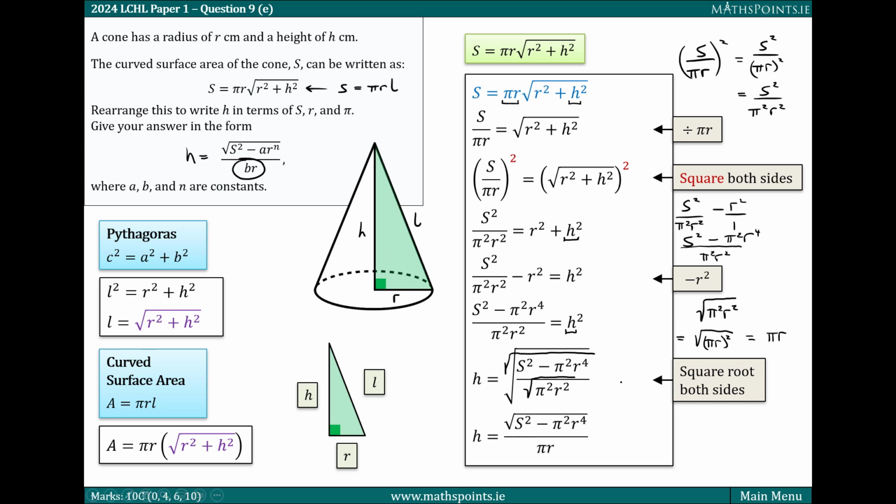So what we have is that h is equal to the root of s squared minus pi squared r to the power 4 all over pi r. And that's in the format that we're looking for.